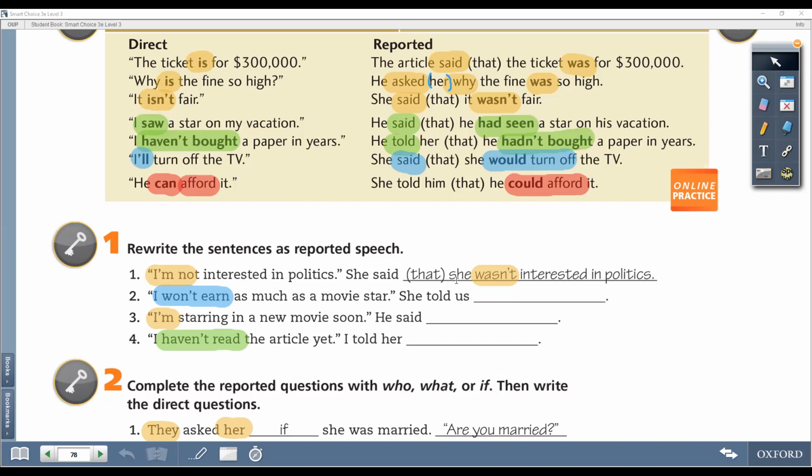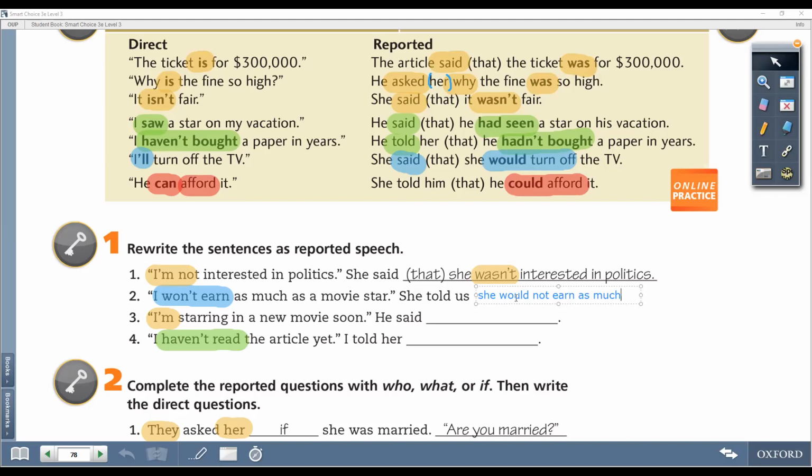Remember, we have to use the subject again. So she told us, she, and now "will not" becomes "would not". Okay, earn as much as a movie star. So here I'm going to put the verb "would not" because it's "will not". "Will not" contracted becomes "won't".